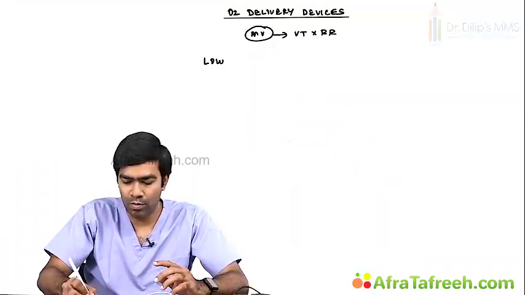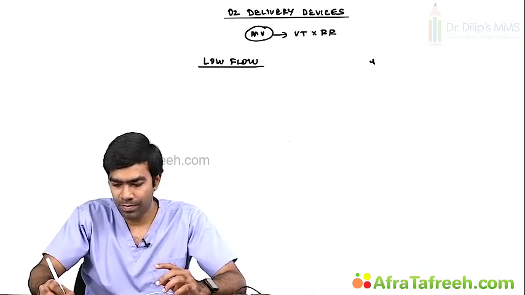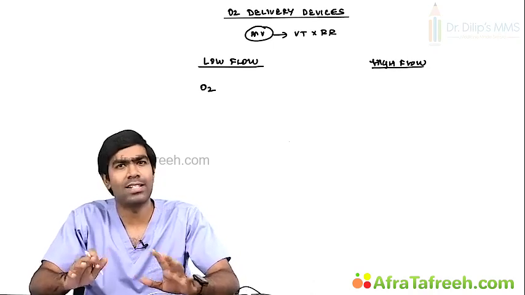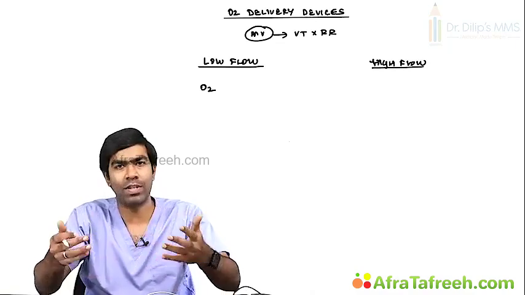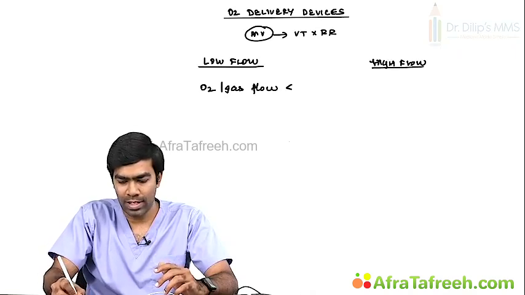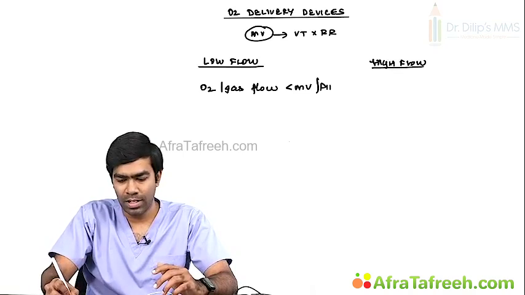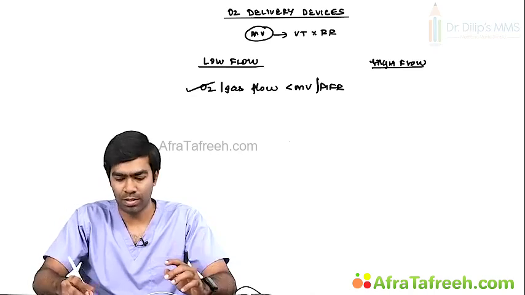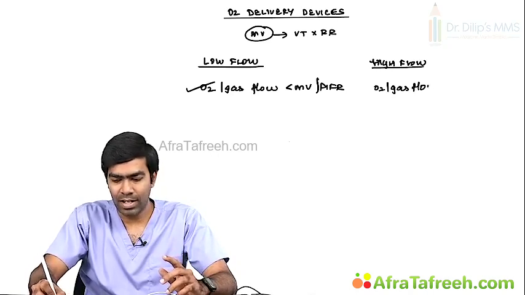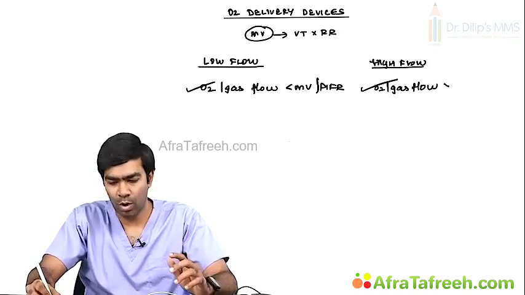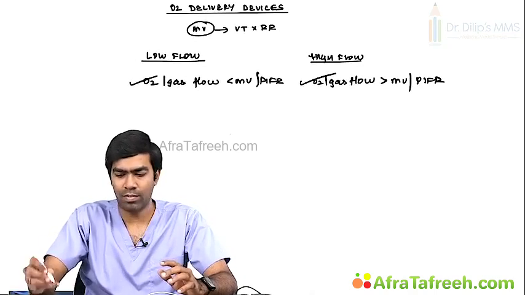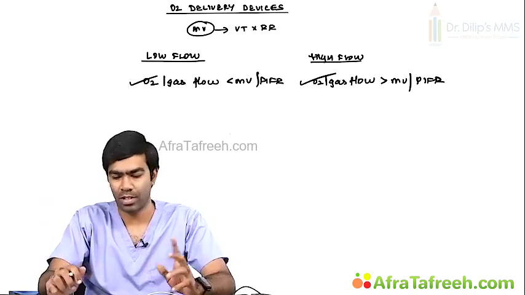Remember, a low flow device cannot satisfy the minute ventilatory demands of the patient. Its gas flow will always be lesser than the minute ventilation or the peak inspiratory flow rate of the patient. Very important. Whereas a high flow device can satisfy the minute ventilatory demands of the patient, which means its oxygen and gas flow will always be more than the minute ventilatory demands of the patient or the peak inspiratory flow rate. Very important concept, number one.